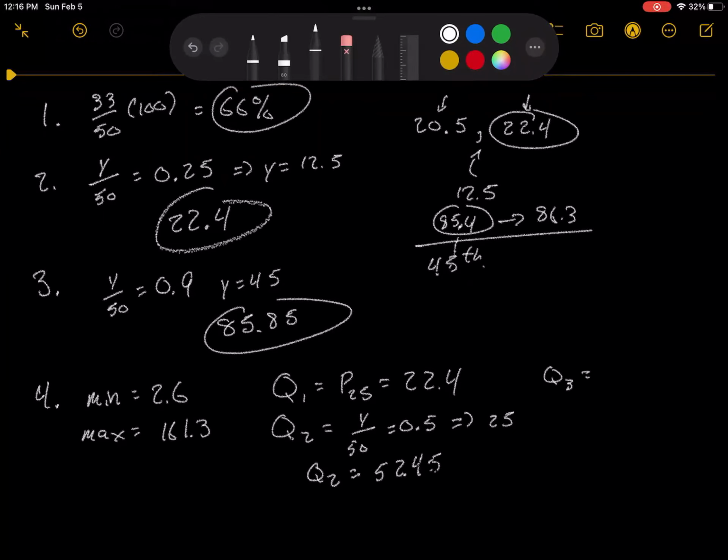And finally, Q3, that's the 75th percentile, or the third quartile. How many values out of the 50 will give us 75% of my data? So if we rearrange the equation and solve for y, 0.75 times 50 gives me 37.5. So I count over 37 values, and then I can grab that 38th value, which is 72.9.